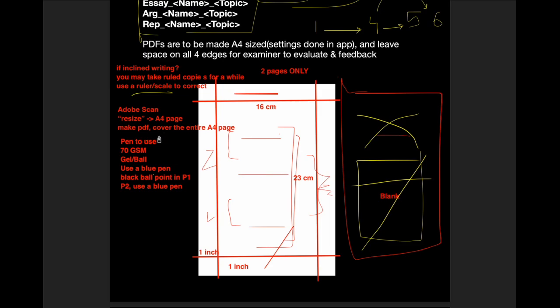And if you're buying your own A4 ream, buy 70 GSM paper, not 80 or 85 paper, which is very thick and bold. So you can take care of that.